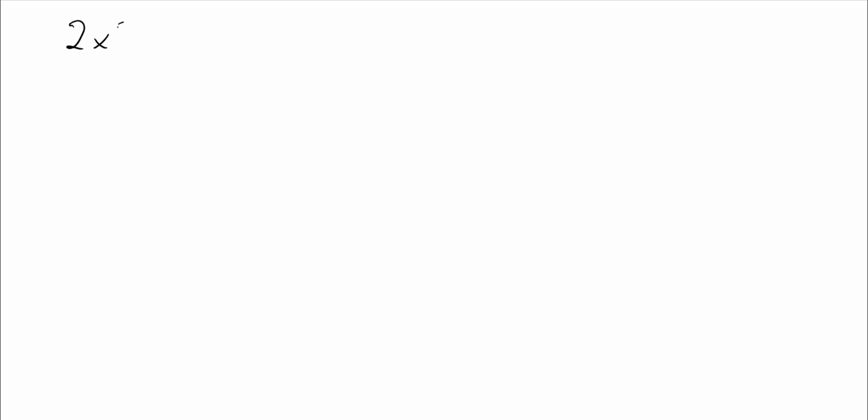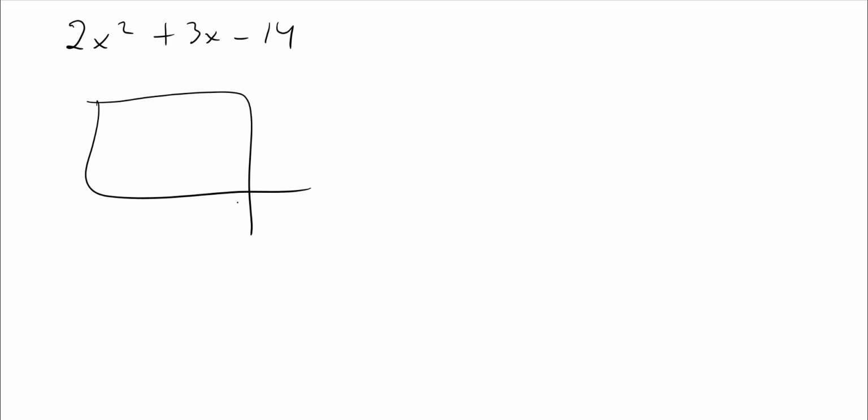Here's 2x squared plus 3x minus 14. So 2x squared, negative 14, 3x.